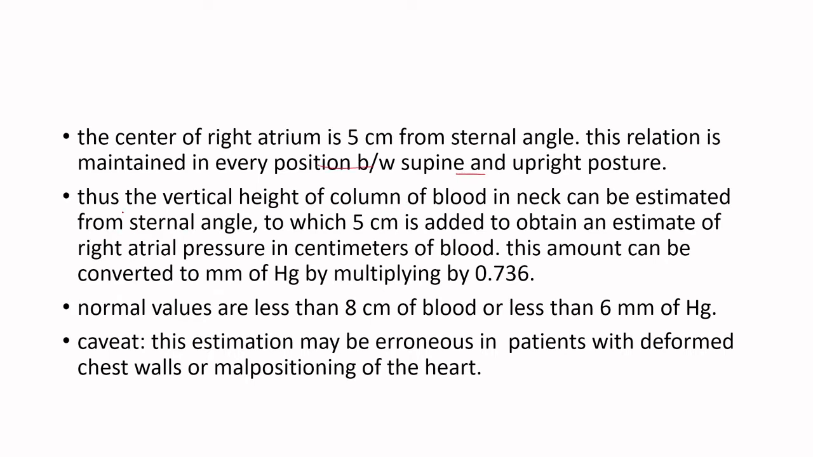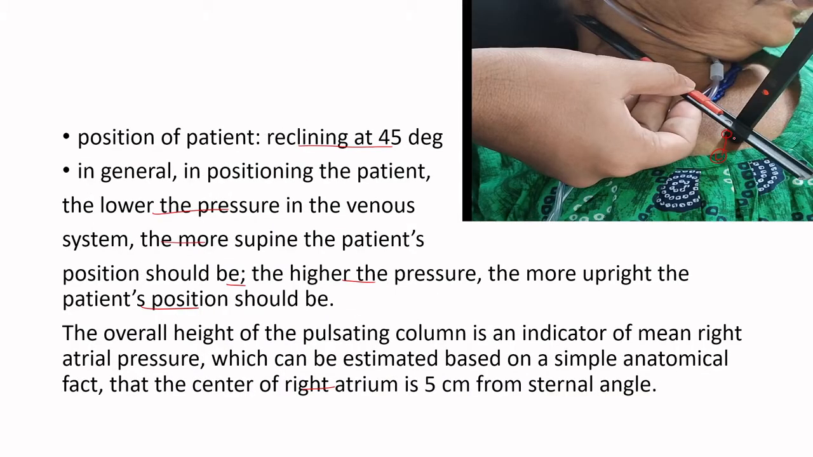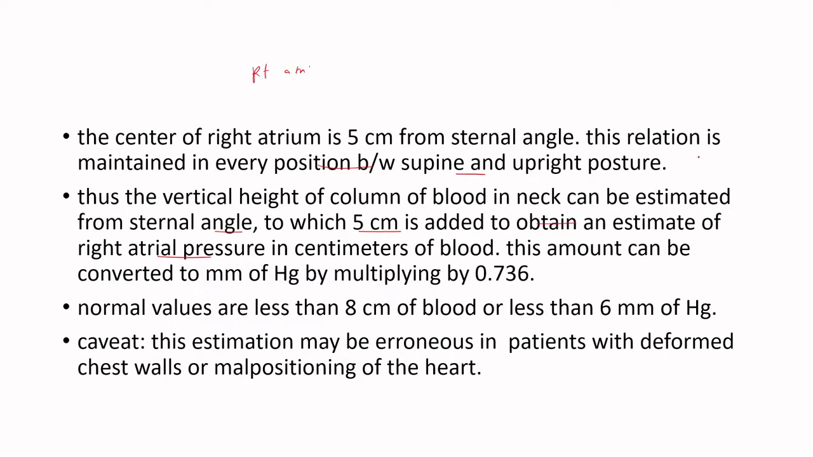Thus, the vertical height of the column of blood in the neck can be estimated from the external angle, to which 5 centimeter is added to obtain an estimate of the right atrial pressure. So if you want to calculate the right atrial pressure, you have to add 5 centimeter to this height. What will be the unit of measurement? Centimeters of blood or centimeters of water. To get centimeters of mercury, you have to multiply it by 0.736.